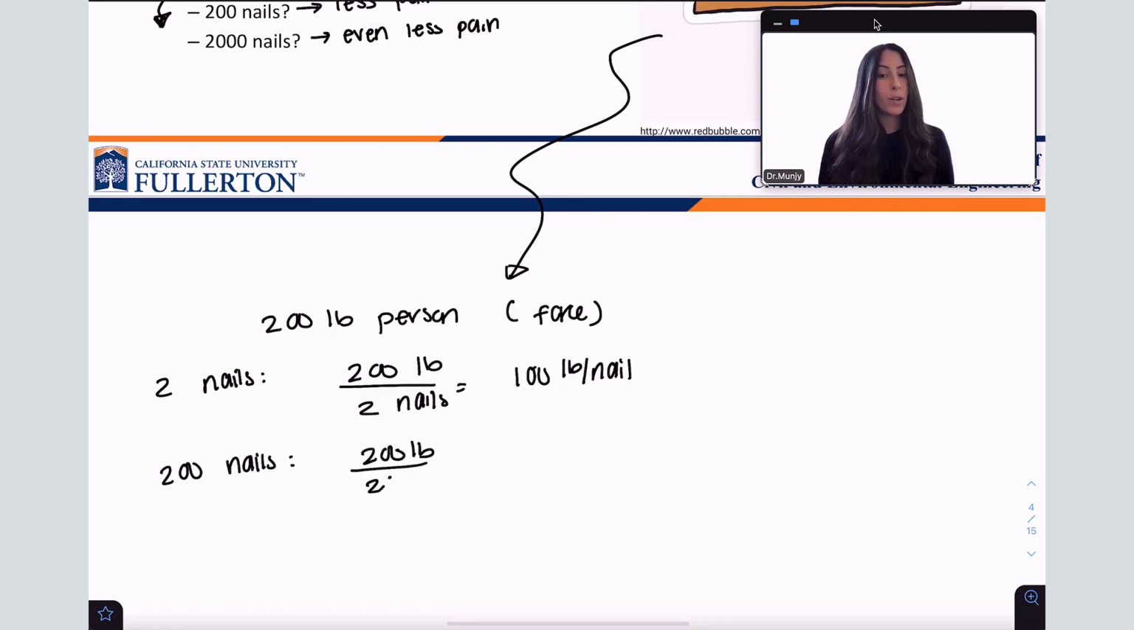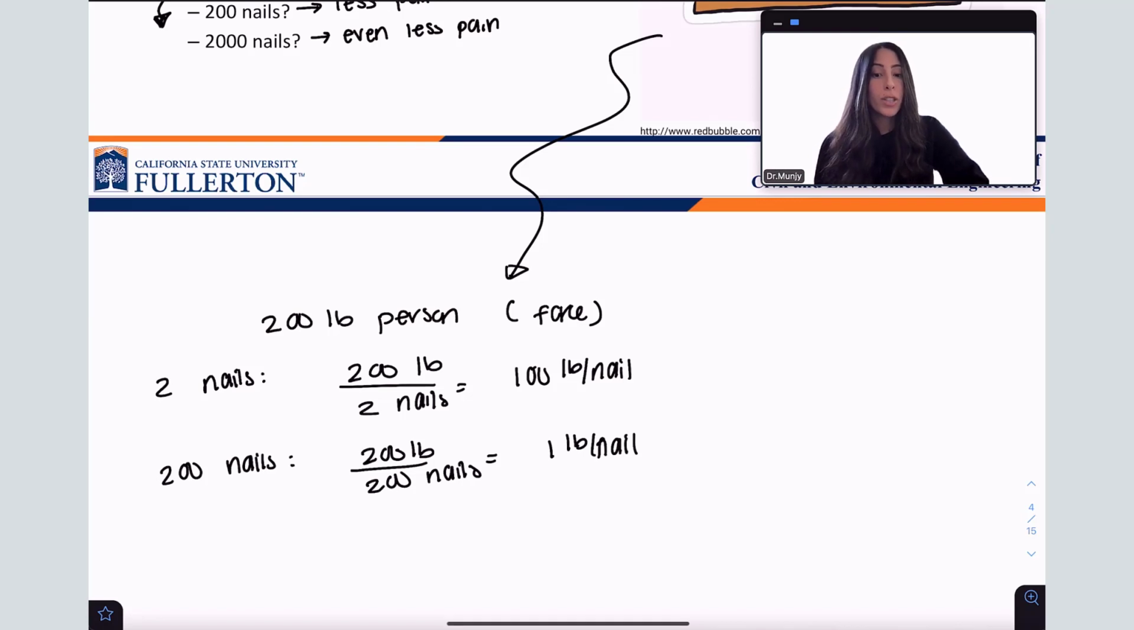If we increase the number now to 200 nails, we'd have the same weight, 200 pounds, divided by 200 nails. So now this 200-pound person is spread across 200 nails, so more surface area, and we decrease from 100 pounds per nail to only 1 pound of force per nail. So you see, 100 pounds per nail is much more force per each nail versus only 1 pound per nail. And this is why we would experience less pain as we increase the number of nails that we're sitting on.